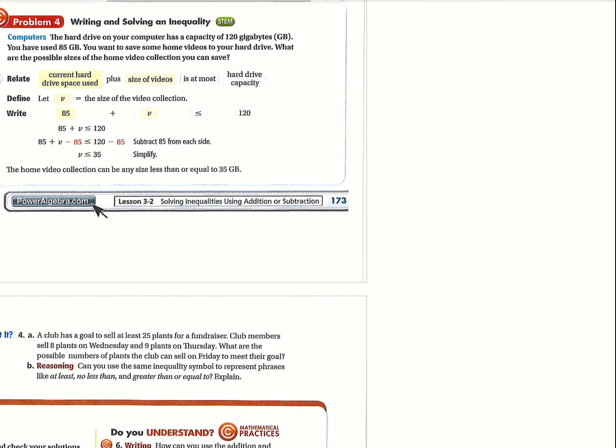They define v as their variable, which is fine with me. We can choose whichever one we want. Then v is the size of the video collection, so that's all your home videos, how much space they can take up. We've already used 85 gigabytes, so we're going to add that to the size of the videos to find out what our maximum is.